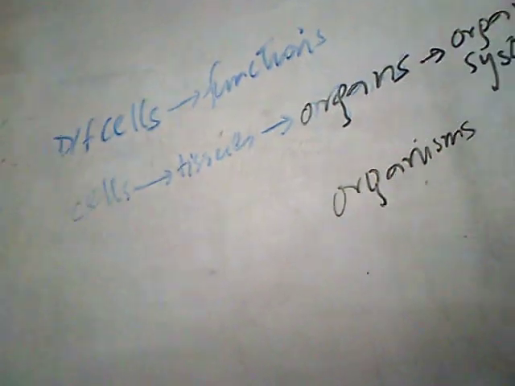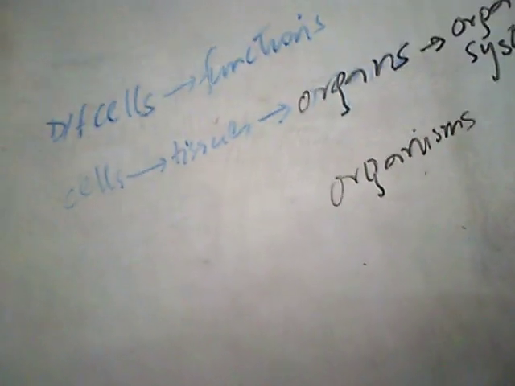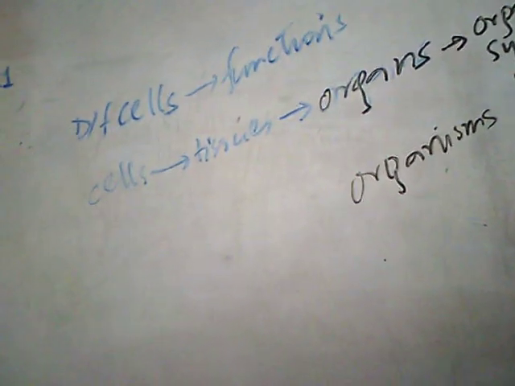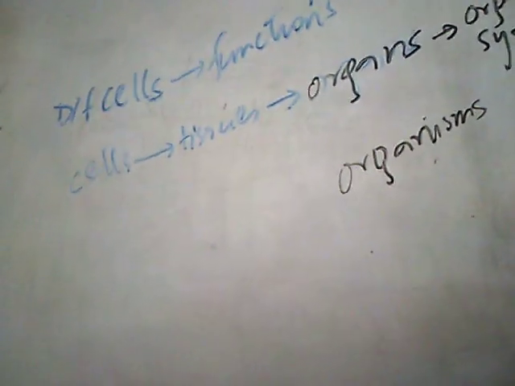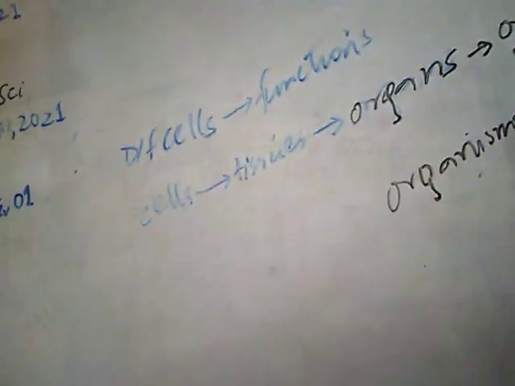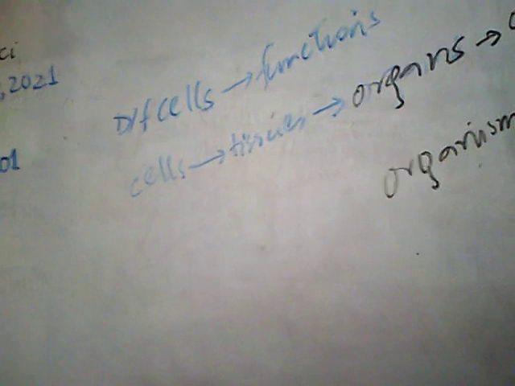So again, different tissues combine to form organs. So an organ of one form is different from another, and since an organ is composed of tissues and tissues are composed of cells, an organ of one form has different types of cells and tissues than another. Just take an example of lungs and stomach.